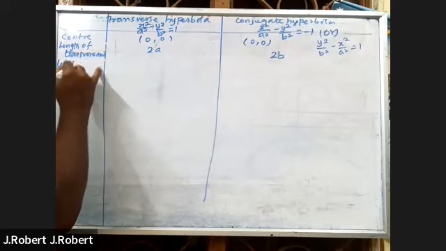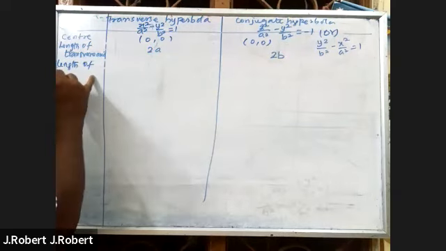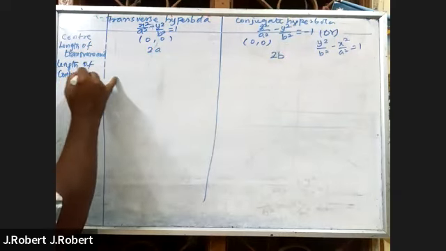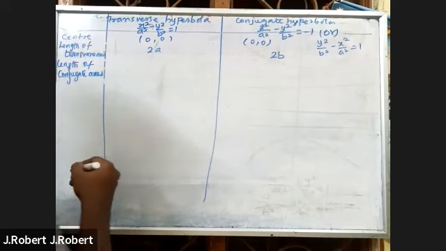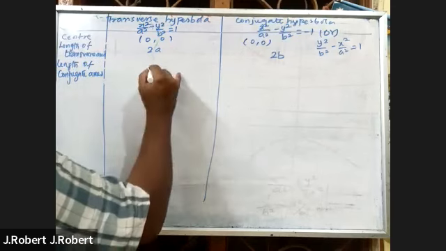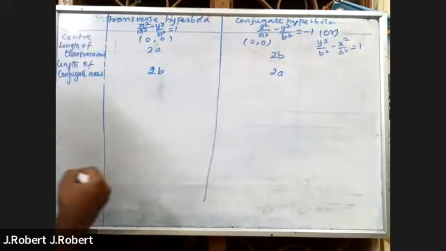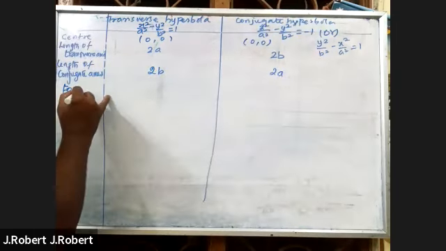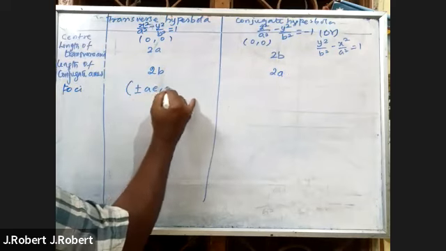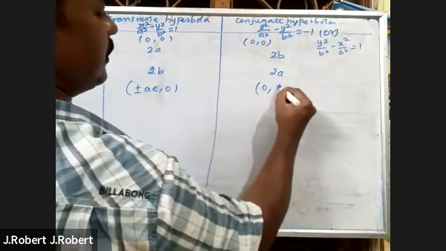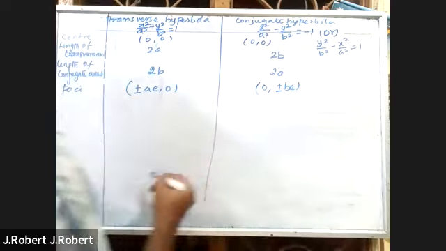And the length of the conjugate axis, we can write this as 2b. Here we have 2a. Next, foci. You can write the foci as plus or minus ae, comma 0. Here, 0, comma plus or minus be.